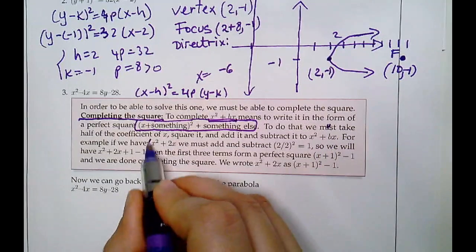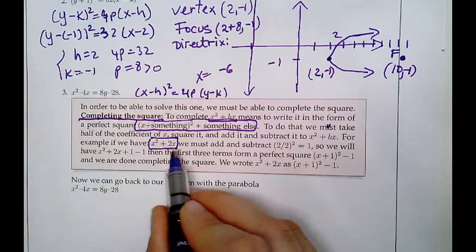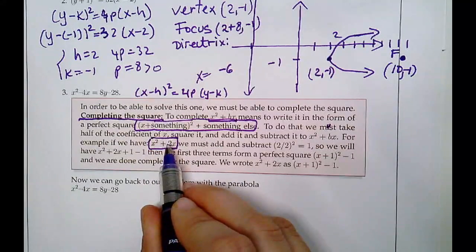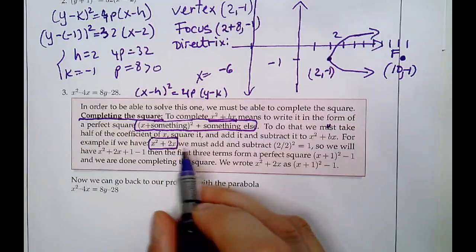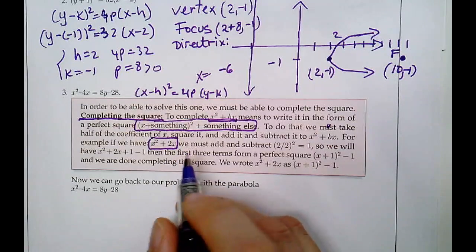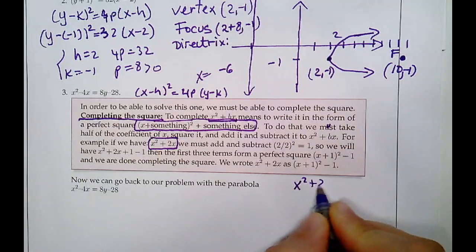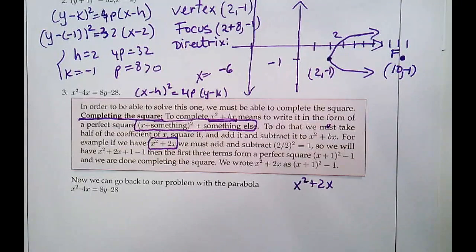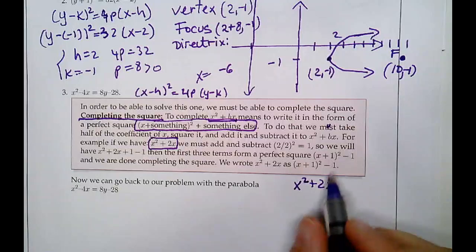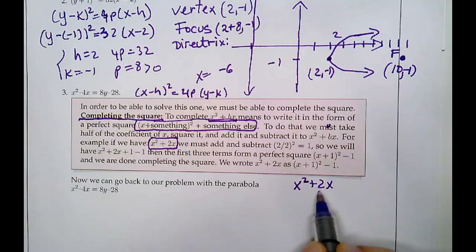So for example, if I have x squared plus 2x, I want to complete the square, so I want to write it as x plus something, everything squared, plus something else. So if I have x squared plus 2x, how am I going to complete the square? I'm going to take the coefficient of x, which is 2.